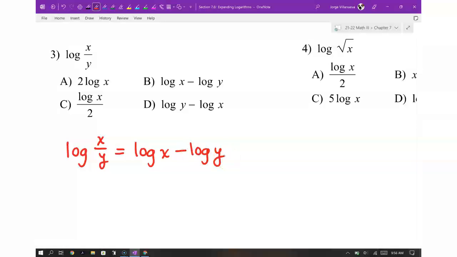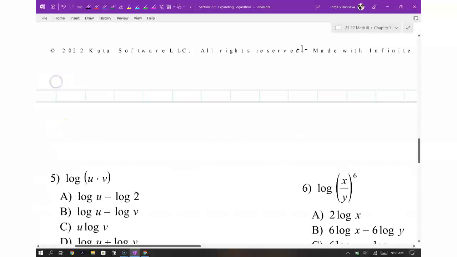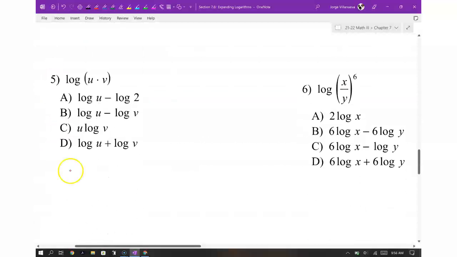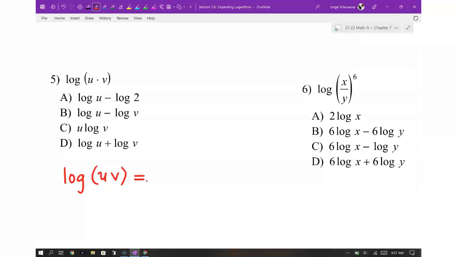So again, these aren't really difficult to do. You just make sure you know your properties. Keep them next to you as you're doing your work so that you can say, okay, let me look and see which one it is. All right, so not too bad. So for number 5, I have log of u times v. What do I do with multiplication? When I break them up, what becomes of them? Addition, yeah. So this is going to be log of u plus log of v.